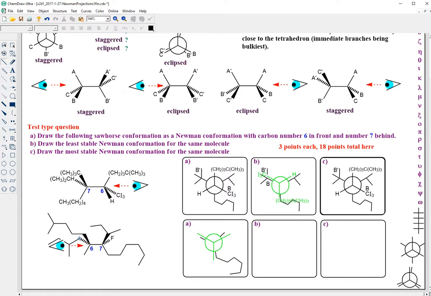Is this dash a bond to the left or a bond to the right? Behind the page is clearly to the left of my eye. So that would be this group here, a 3-methyl butyl group. 1, 2, 3, 4. And I apologize, it's a 2-methyl butyl group with a methyl right there. On the front carbon, we have an isohexyl.